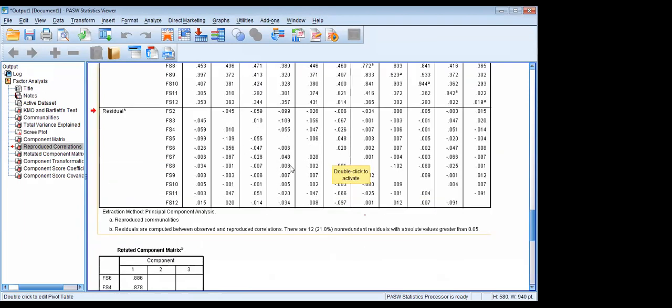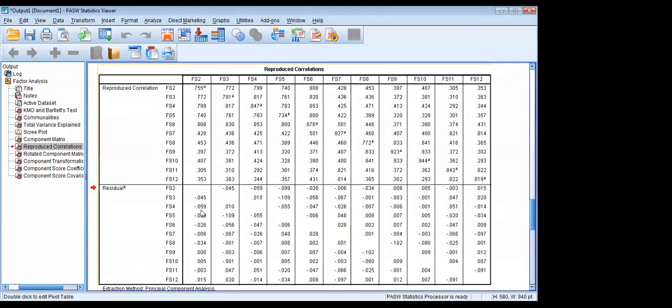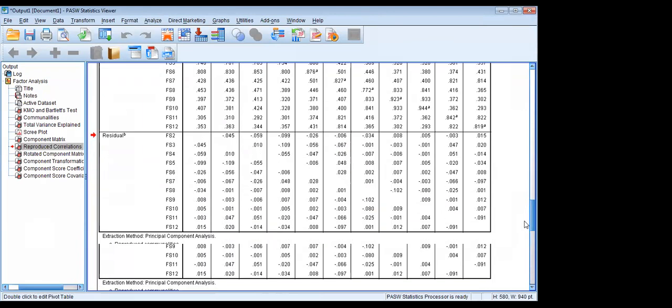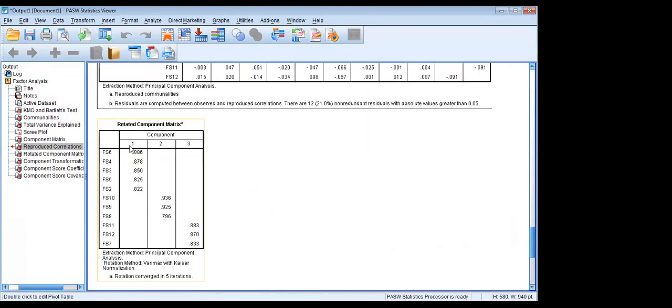Count-wise, it is 12. What does this 12 mean? If you count the residuals whose values are greater than 0.05, you will get 12. You can easily count. Look at this: 0.59, this is 1. 0.0992, here 2. Then 0.1093, and so on. If you count, you will get the total. Total number is 12. Okay. Now, rotated component matrix.